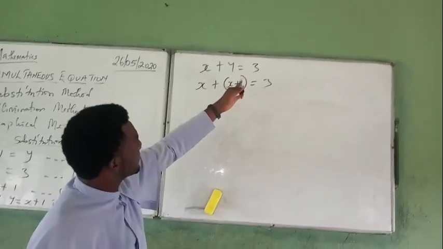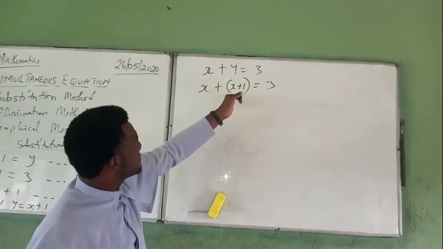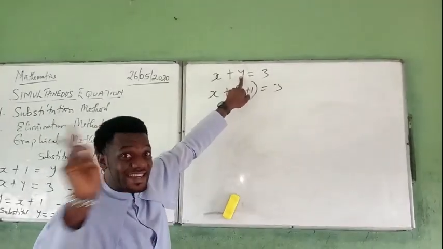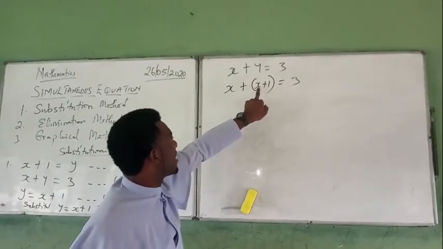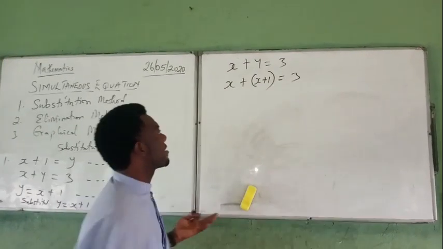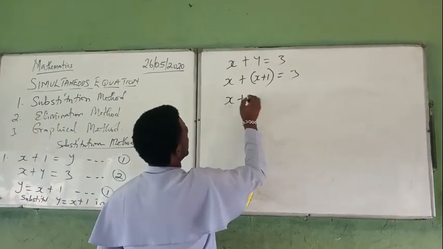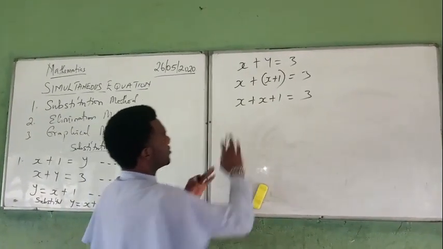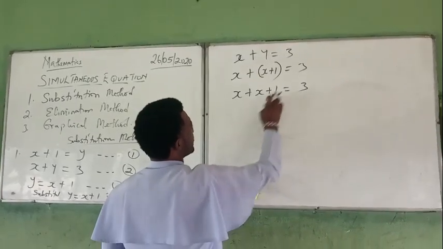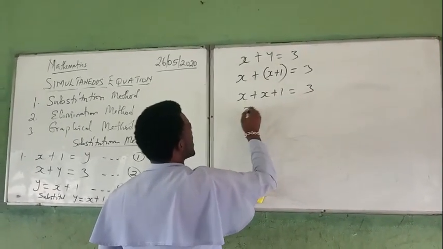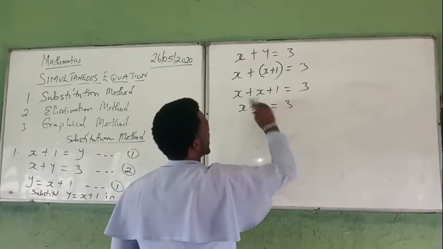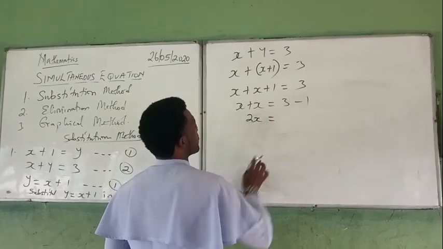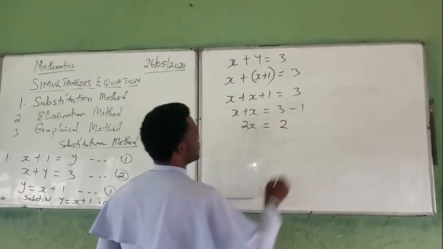So this is equation 2, and the only change we made is to substitute the value of y from equation 1. That's why you have x plus 1. Then you open the bracket. Now with this, you collect like terms. This 1 will cross over the sign of equality. So we have x plus x is equal to 3 minus 1. So x plus x is 2x is equal to 3 minus 1, which is 2.